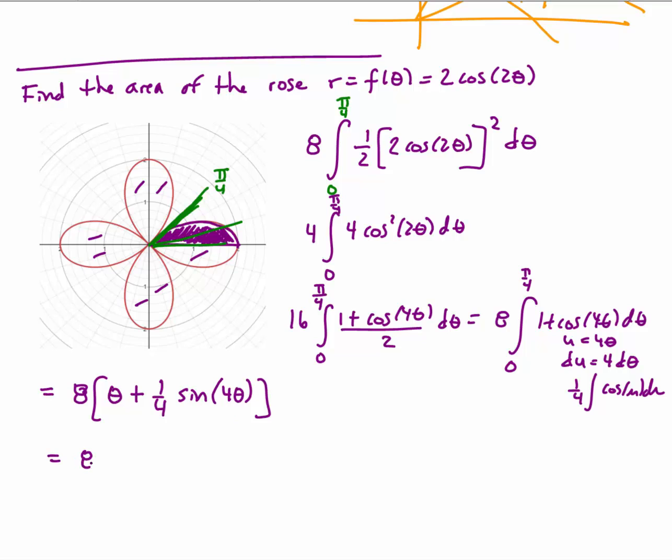So simplifying, I have 8 theta plus 8/4, which is 2 sine of 4 theta. And I'm going to evaluate from 0 to pi over 4. It's always upper minus lower. You know what? I think I have a coefficient off here. Where did this 4 come in from?